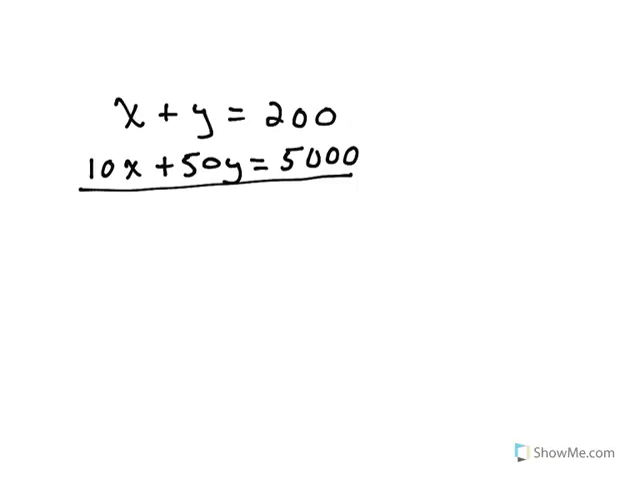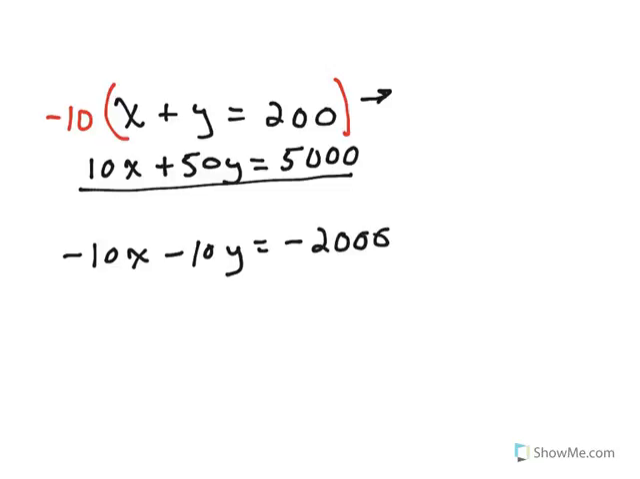To add these together, we need to cancel out either x or y. But to do that, I need to change either x or y. I'm going to cancel out x and solve for y. So I'm going to need to multiply the entire first equation by -10 so that our x's are exact opposites and will cancel. That will give me negative 10x minus 10y equals negative 2,000. The second equation does not change at all. 10x plus 50y equals 5,000.